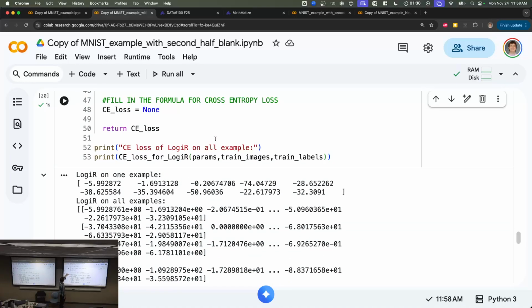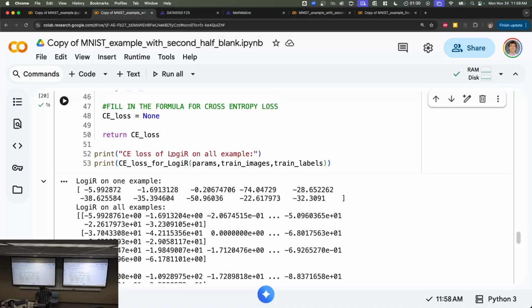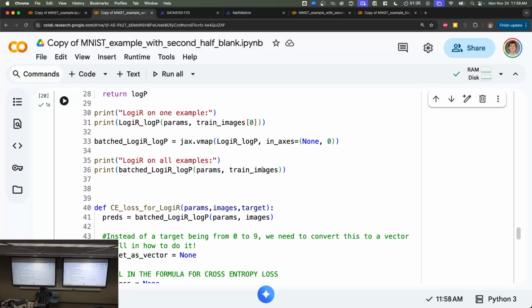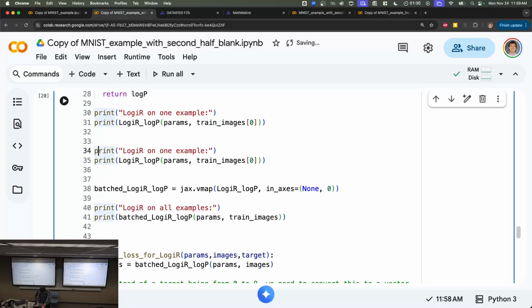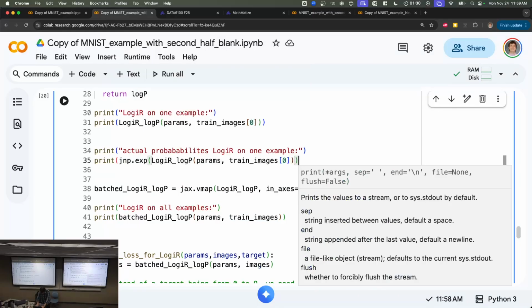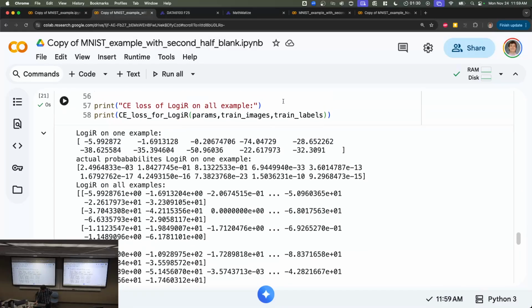So I ran this on an example, and I got these 10 numbers. The log probabilities are -5, -1.6, -0.2, -74, and so on. These are the log probabilities. I can also get the probabilities by doing the exponential. So let's add an exponential, jnp.exp, and then I will tack that on. So these were the log probabilities, and then I took the exponential, and now they're actual probabilities.